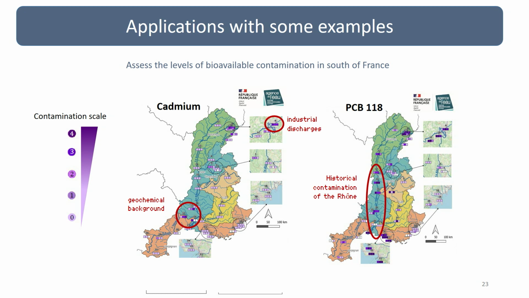So I give you some examples. In the south of France, for example, for cadmium, you can see there are different hotspots. Hotspots which are linked with industrial discharge. And we can also have some hotspots which are linked with geochemical background, especially for metals. You have another example with PCB, where you can see that there is a strong contamination on the Rhône, and it is a historical contamination of this area that you can see clearly on this picture.